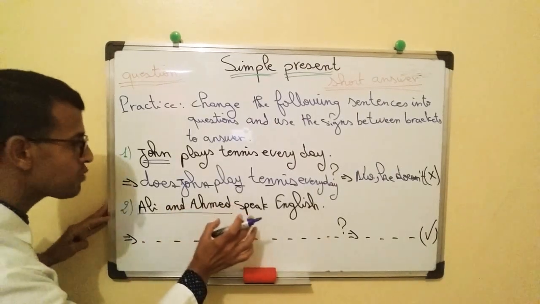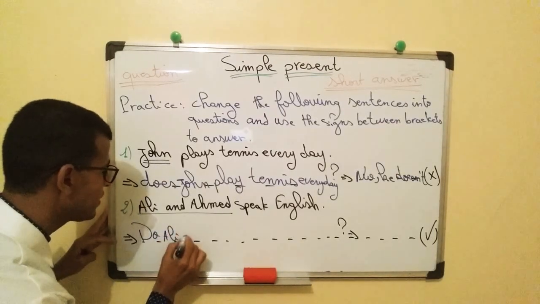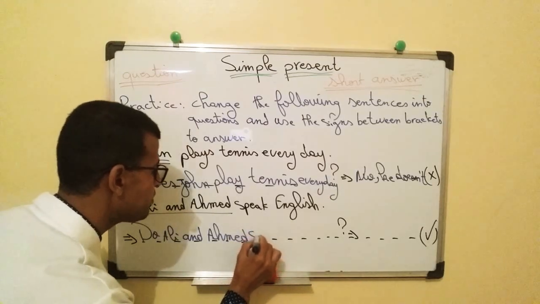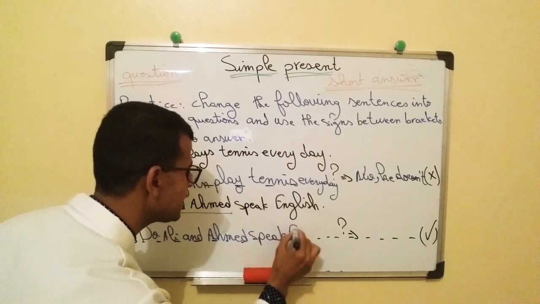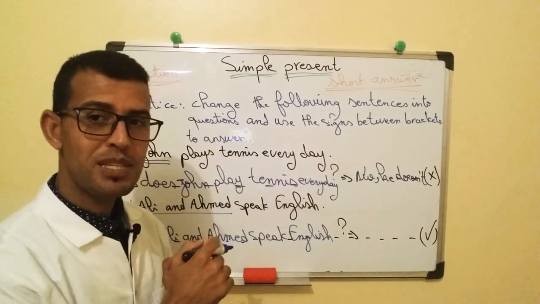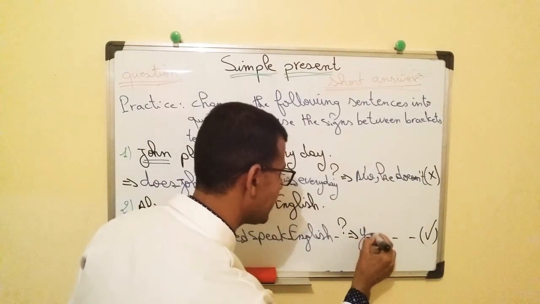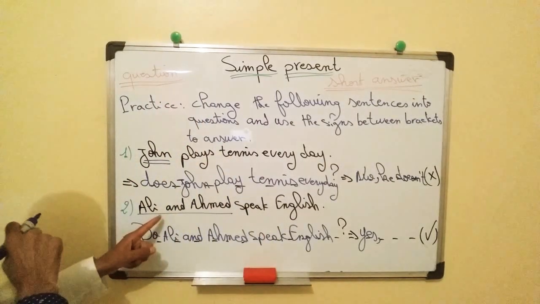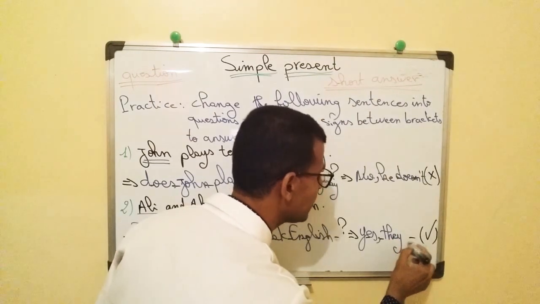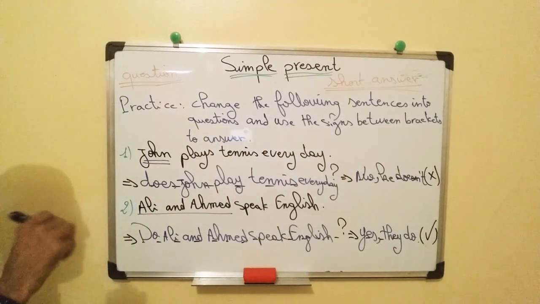So with they we use what? We use do or does? Very good. We use do. Do Ali and Ahmed speak English? Okay, do Ali and Ahmed speak English? Yes, sorry, because here we have a tick, so it's yes. If I want to change Ahmed and Ali, we change with the subject what? They. Yes, they do. Very good.